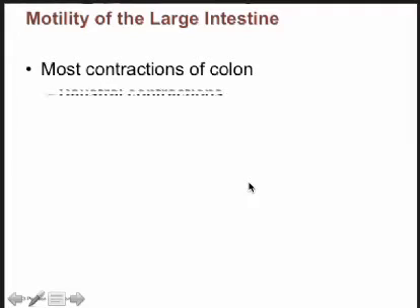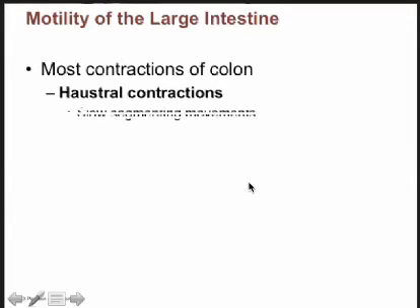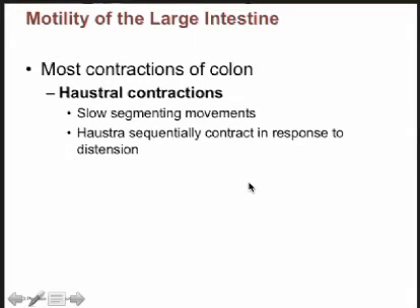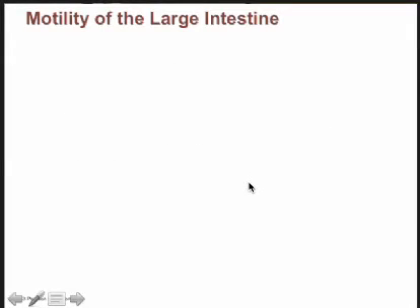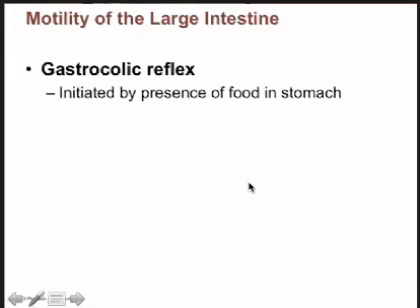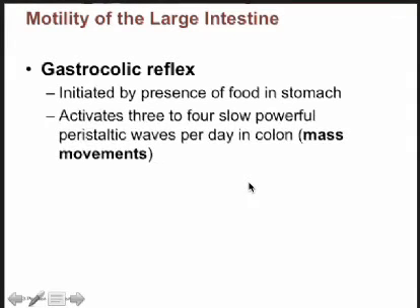Most contractions of the colon produce haustra. These are slow segmenting movements. They sequentially contract in response to being stretched. The gastrocolic reflex is initiated by the presence of food in the stomach, and it activates 3 to 4 slow, powerful peristaltic waves daily, and these are what we call mass movements.